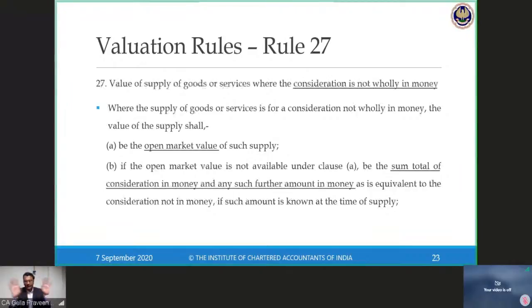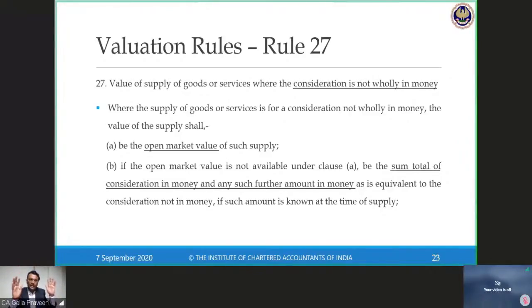If market value is not available, what will I do? The invoice price is 16,500. The exchange value is 3,500. Both put together, I derive under Rule 27. This is my transaction value.